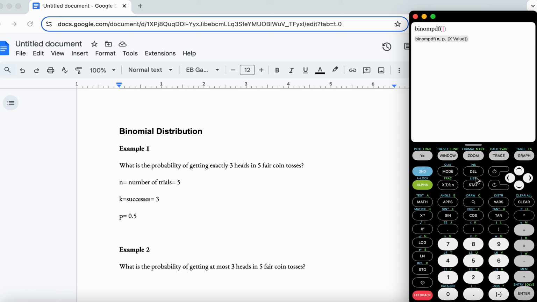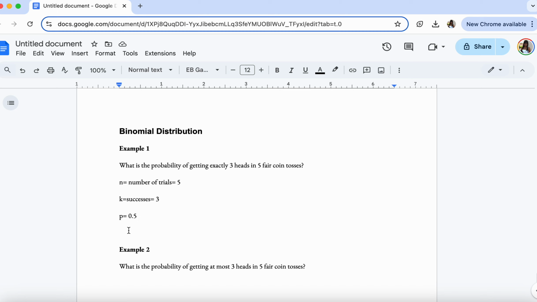The first thing I enter here, the calculator tells you, is n. We have n as 5, so I'm going to put 5, comma. The next thing I enter, the calculator tells you, is p. So I'm going to put 0.5 for my p value. And finally, the x value is actually the k value, so that's 3. We're going to close our parenthesis and enter. And just like that, we've found our final answer super quickly. It's 0.3. Let's make sure we have that right.